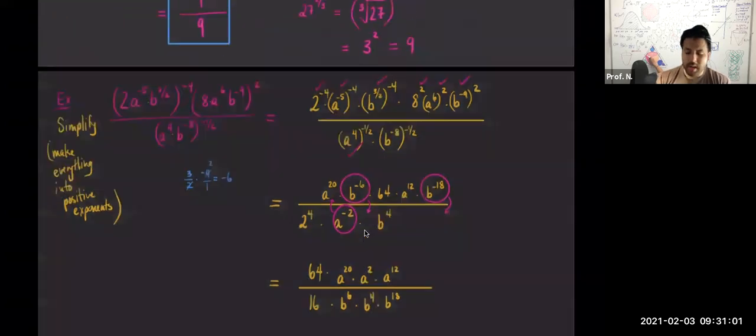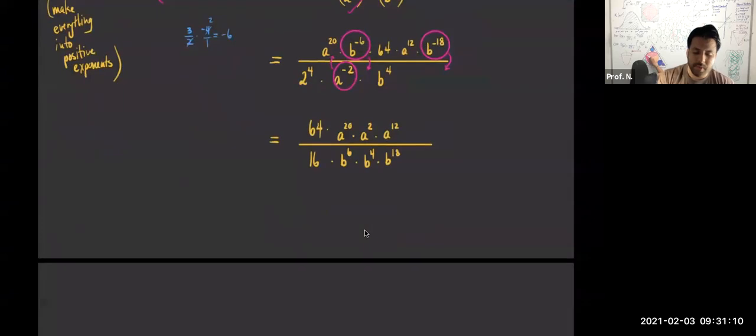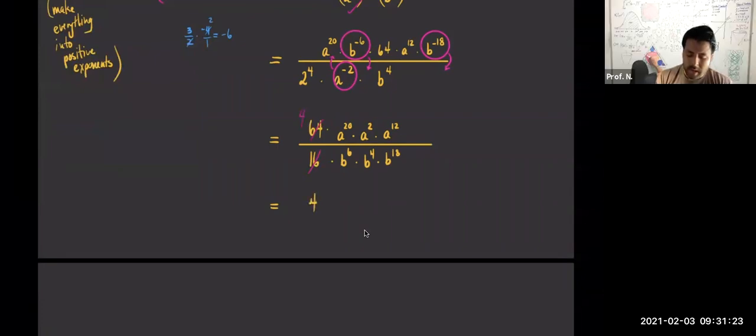And now what can I do? I can apply the first rule, right? The first rule is, hey, if you have a product of the same bases, what do you do with the exponents? Well, you add them. You add them all up. And another thing I can cancel out is the 16. 16 goes into 64 4 times. So then I get 4. I get a to the 20 plus 2 plus 12. I can add all these up. And I can take b to the 6 plus 4 plus 18.